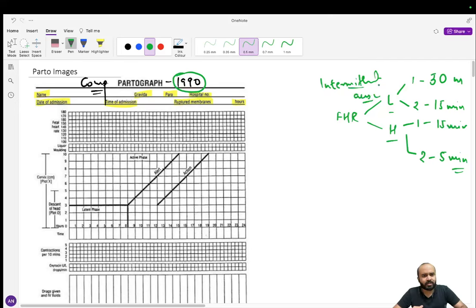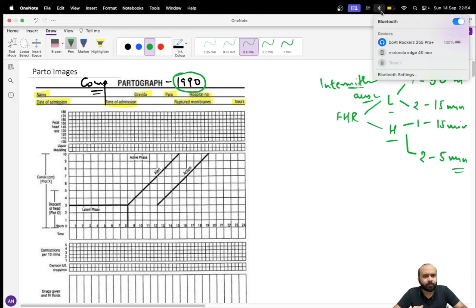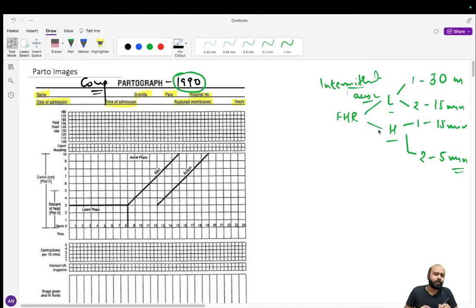auscultation. Now, remember, intermittent auscultation is the second best thing to do. The best thing to do is, if you have a cardiotocography machine, you just attach it to the patient. You do not need to do that for a low risk patient, but for a high risk patient, it is always recommended that instead of going and checking every 15 minutes, you just attach the cardiotocography machine, which will keep continuous monitoring of the fetal heart rate.